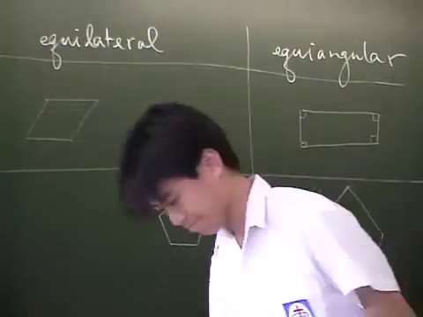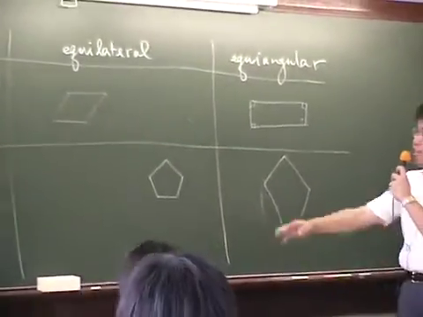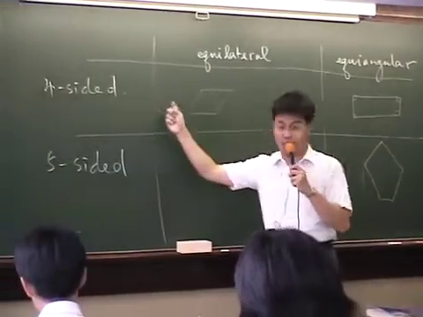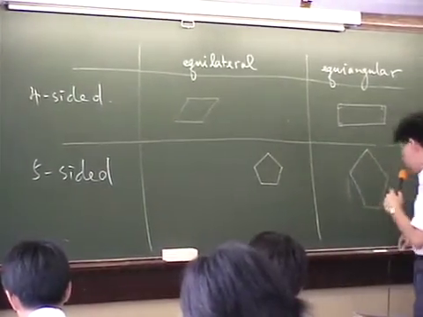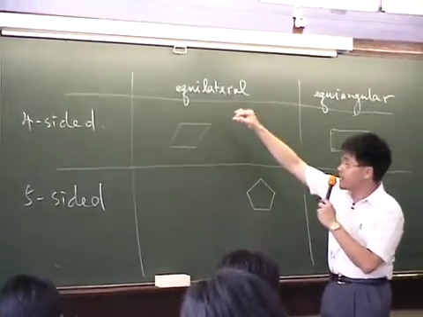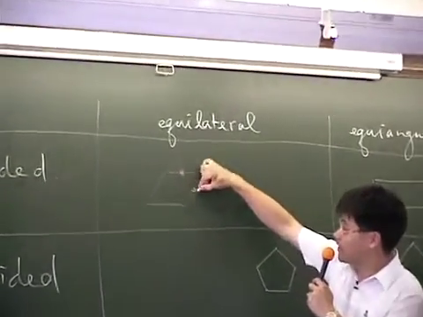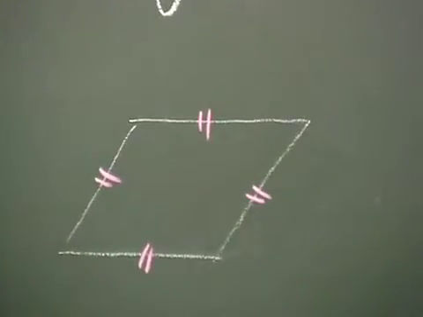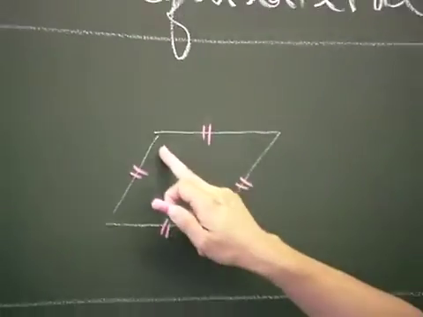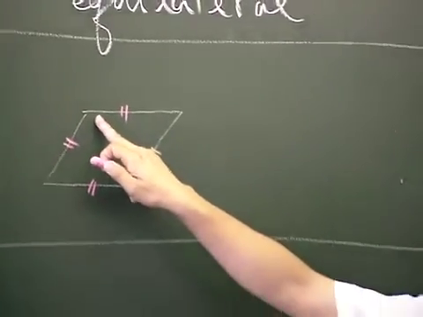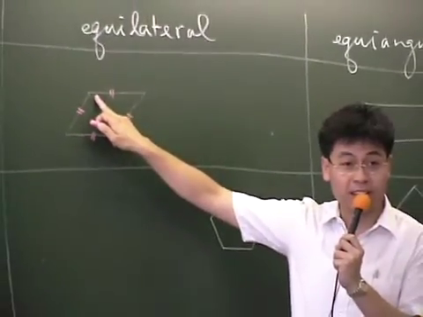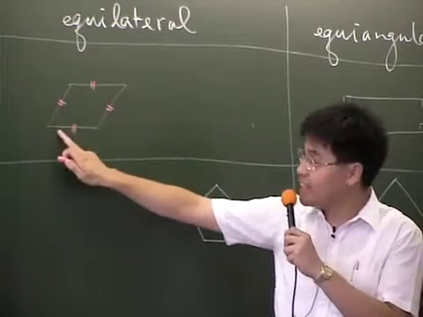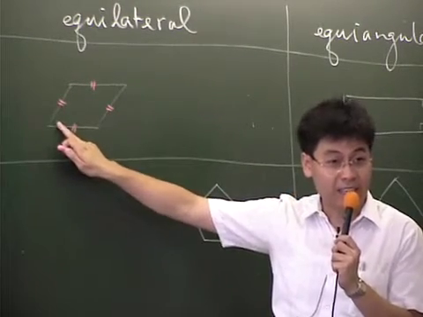Okay, we look at the four-sided polygon. We call it a quadrilateral. I can use some mark to show that it is equilateral. These four sides are equal. Do you find that this angle is greater than 180 degrees? No, not 180 degrees. Is it greater than 90 degrees? It is less than 90 degrees. So it's good. Okay, how about this one?